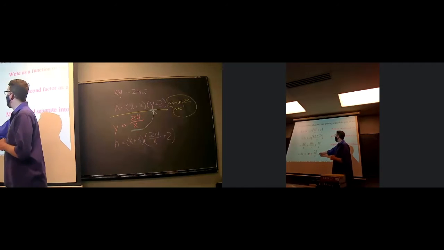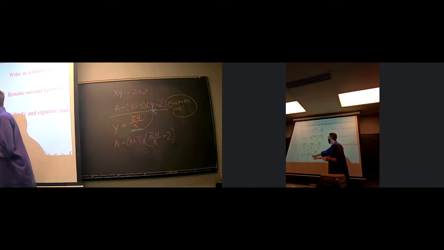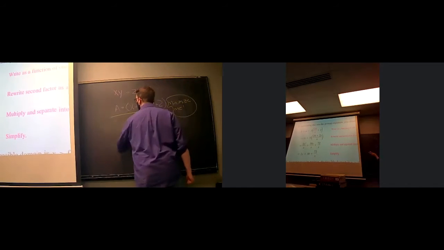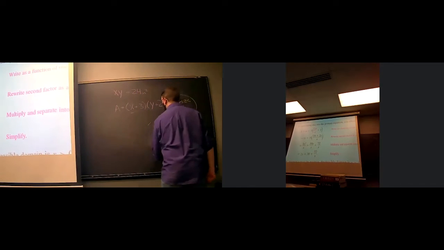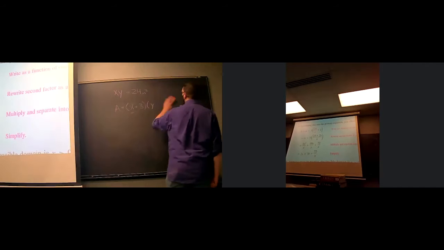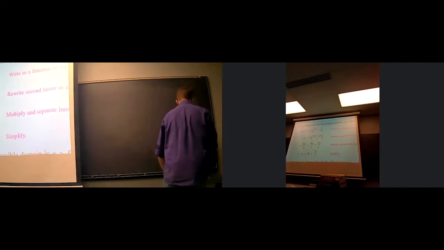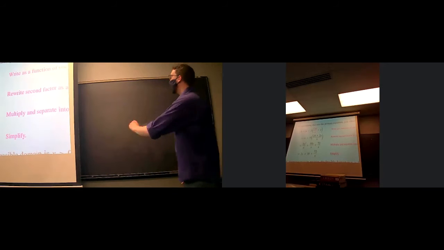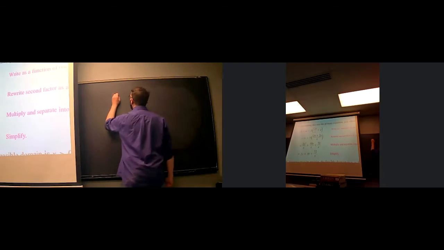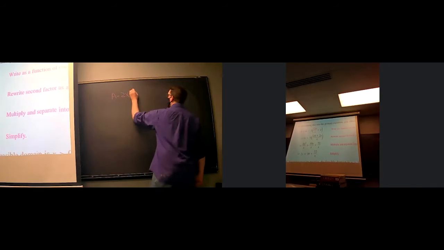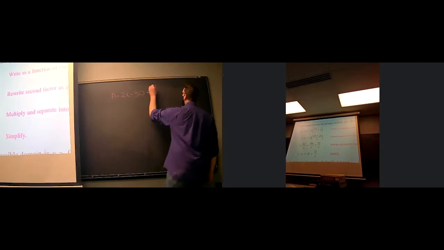When we move through and simplify it, we get down to this 2x plus 30 plus 72 over x. Let me erase what's up here. Once we simplify everything, like I said, we get 2x plus 30 plus 72 over x.